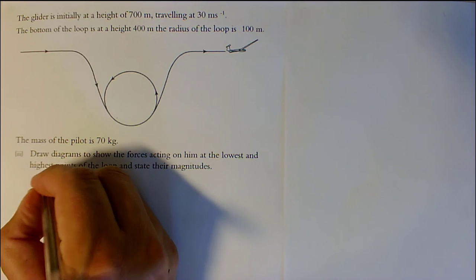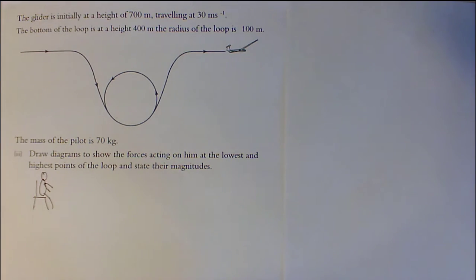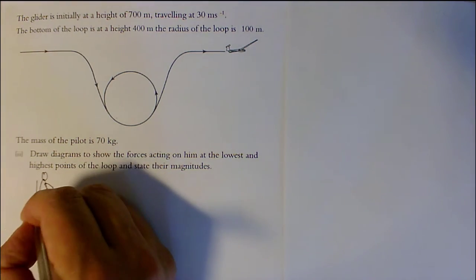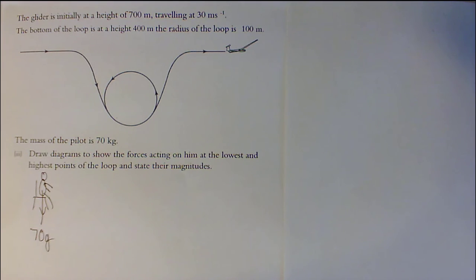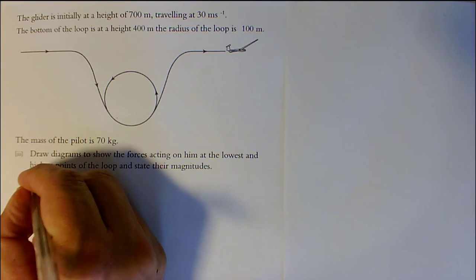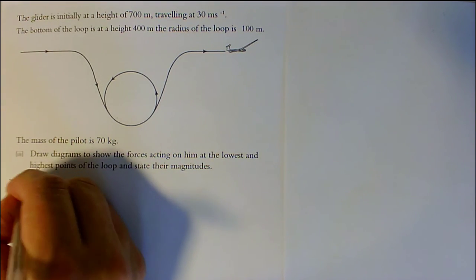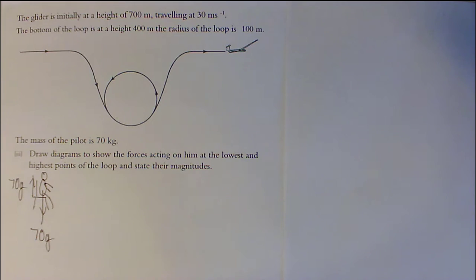Here is the pilot. And that pilot has a mass of 70 kilograms. Therefore, the pilot has a weight of 70g acting vertically downwards, which means there is a corresponding reaction force of that seat on the pilot of 70g. But that would be the case even if the glider wasn't moving. But the glider is moving. In fact, we figured out it's really moving quite fast.